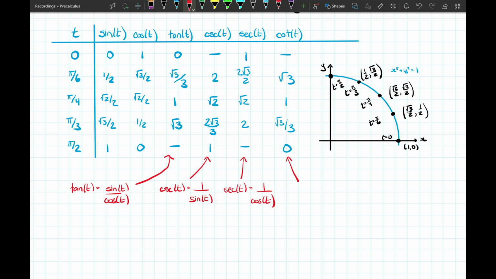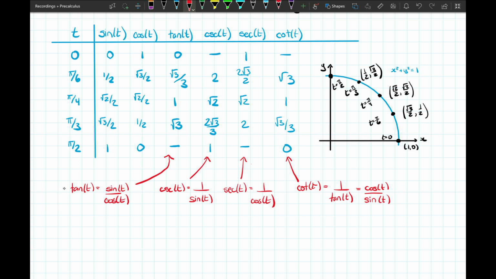Last but not least, cotangent is just the reciprocal of tangent. And because it's the reciprocal of tangent, that means it's the reciprocal of sine over cosine, which gives us cosine t over sine t. So cotangent of t is undefined wherever tangent of t equals 0 or sine of t equals 0. And that's going to happen when t equals 0 or t equals pi.